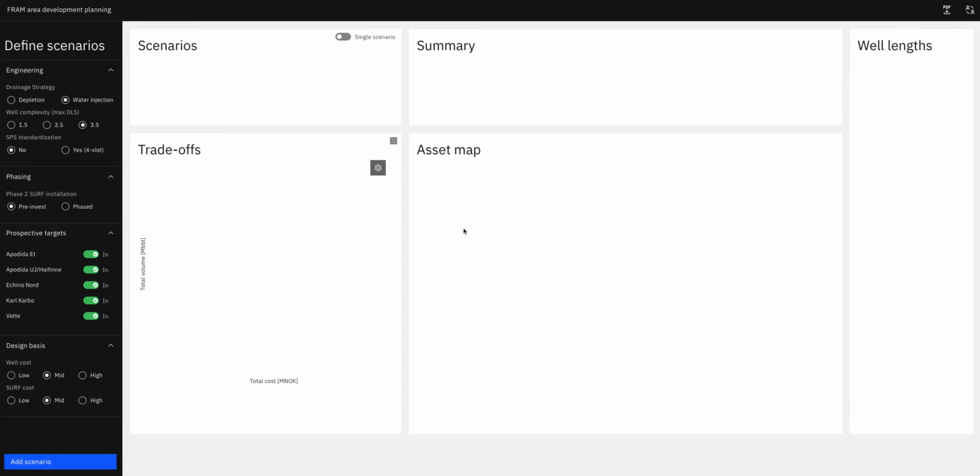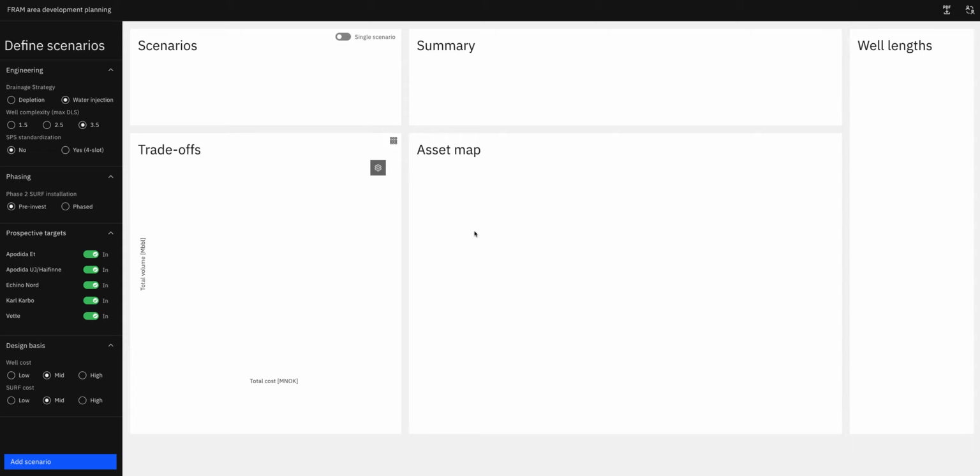So this is one of the field development planning solutions that we built for Equinor. Actually, this is an area development planning solution. They asked us to help them optimize the development of an area that involves a number of discovered fields and a number of exploration prospects. This is a subsea development.